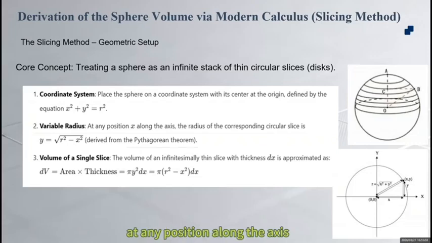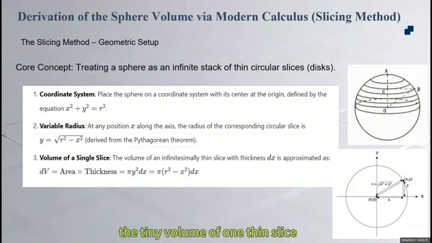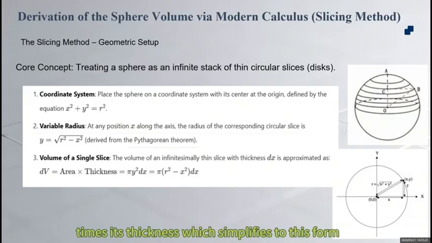At any position along the axis, the radius of a slice is given by this expression, derived from the Pythagorean theorem. The tiny volume of one thin slice is then the area of the circle times its thickness, which simplifies to this form.